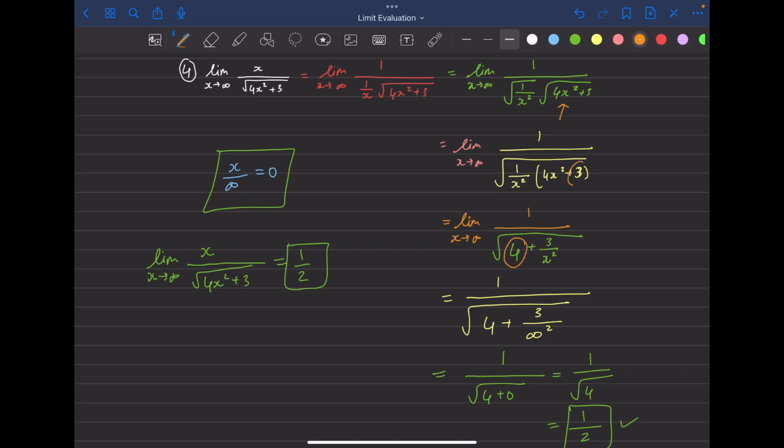And then for this constant, 3 over x squared, you just leave it as is. And then after that, you actually evaluate it. We know that 3 over x squared is going to be 3 over infinity squared, which is 0, because once again, any number divided by infinity is 0. So that's that. And then you have 1 plus square root of 4 plus 0.